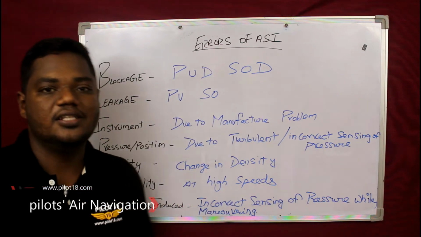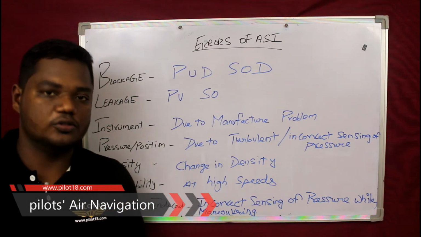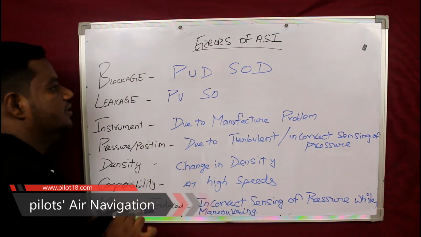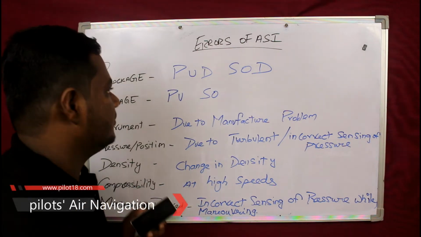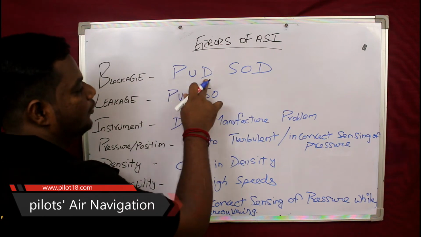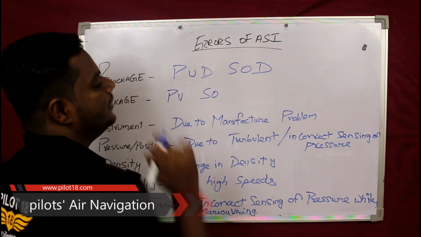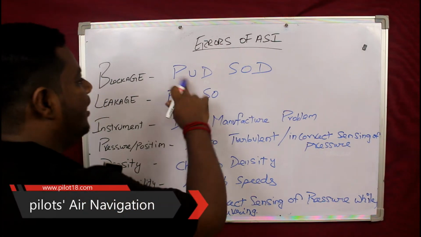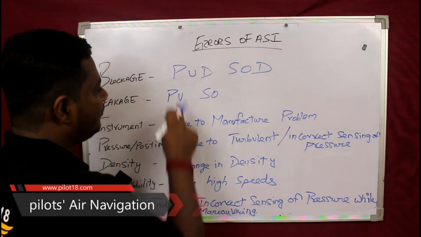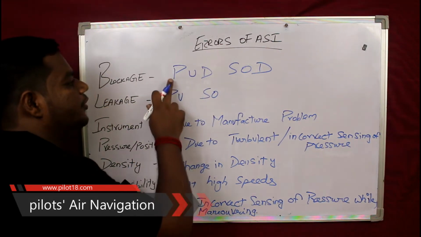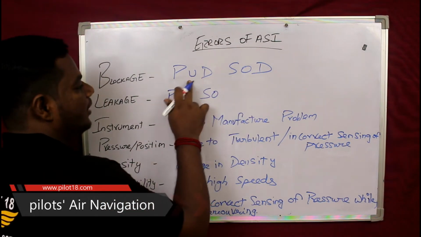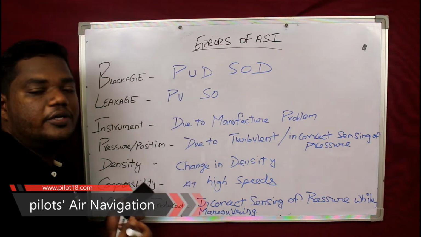So now let's see the way to easily remember all those errors. These blockage questions are more frequently asked in DGCA exams. So the mnemonic is PUT SOD: pitot underread during descent, static overread in descent. So this is what you need to remember. And while climbing, the opposite applies: pitot overread in climb. You just need to remember PUT SOD, pitot underread descent, and the opposite is pitot overread on climb.